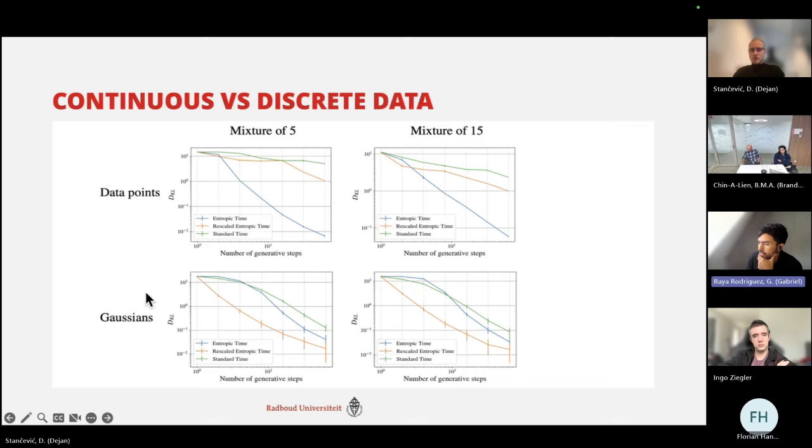In this case, you mean standard time is just linearly spaced times, or are you comparing also with the scheduler from the EDM paper? No, this is just linear, but I also looked at, I think, log linear, and some other common scales. Not all of them, but I can look it up. In general, they were not beating the best schedules. They were somewhere in between. And especially for discrete data points, nothing was comparable to entropic time.